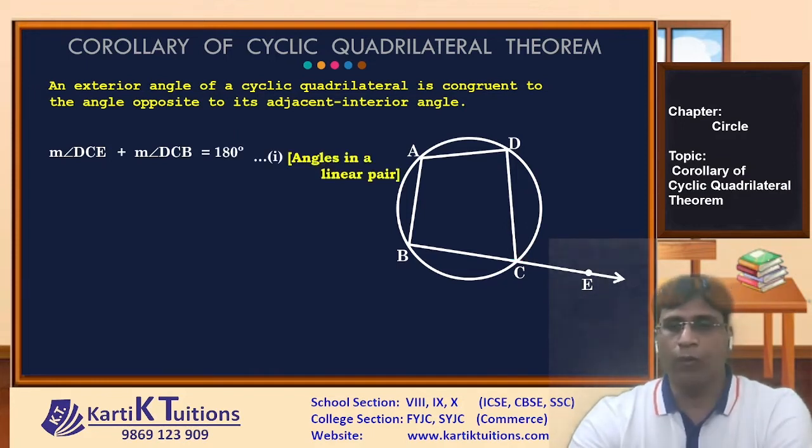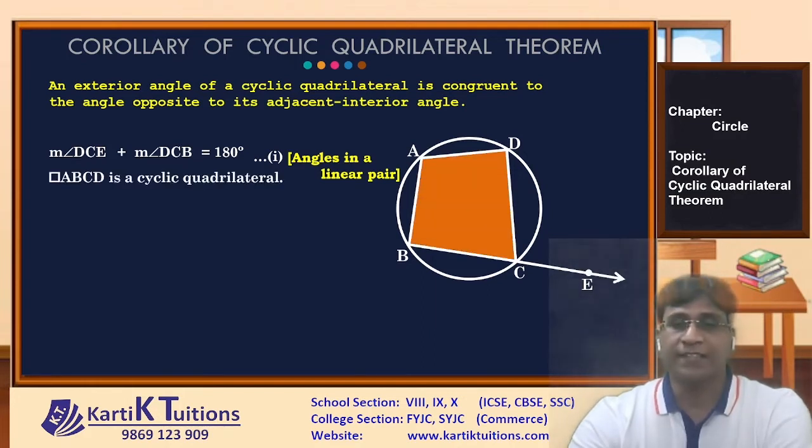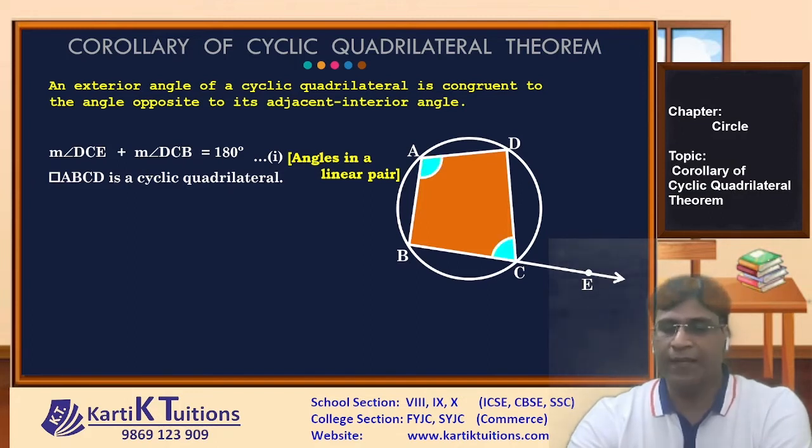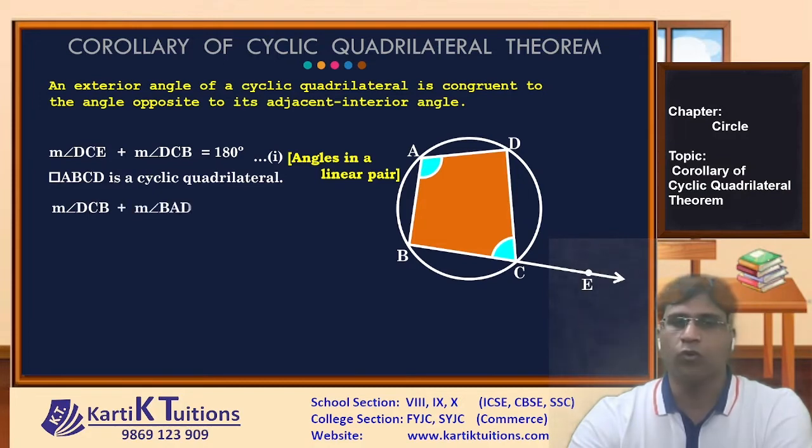Now, what can we say about quadrilateral ABCD? It is a cyclic quadrilateral. Just now we have studied the cyclic quadrilateral theorem, which states that opposite angles are supplementary. Now here, if I talk about angle BCD, its opposite angle is BAD. So when we add these two angles, the total has to be how much?